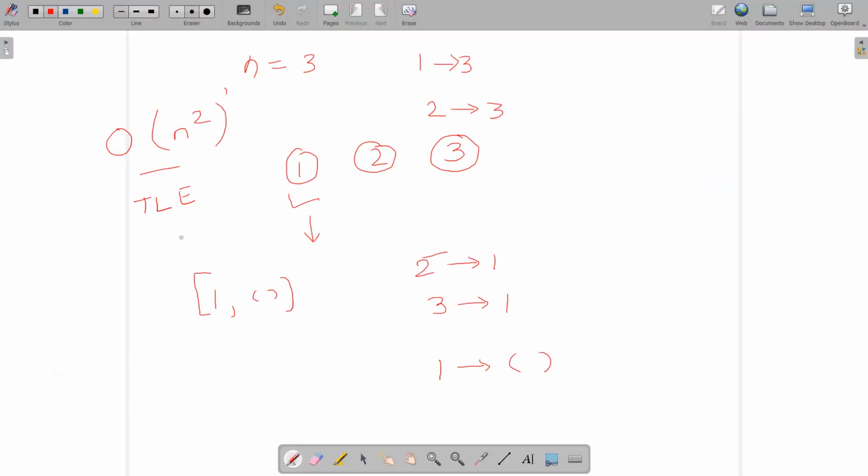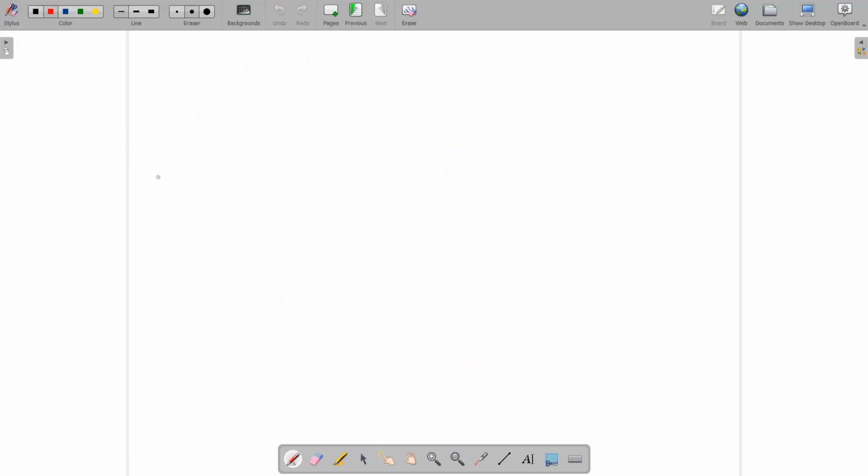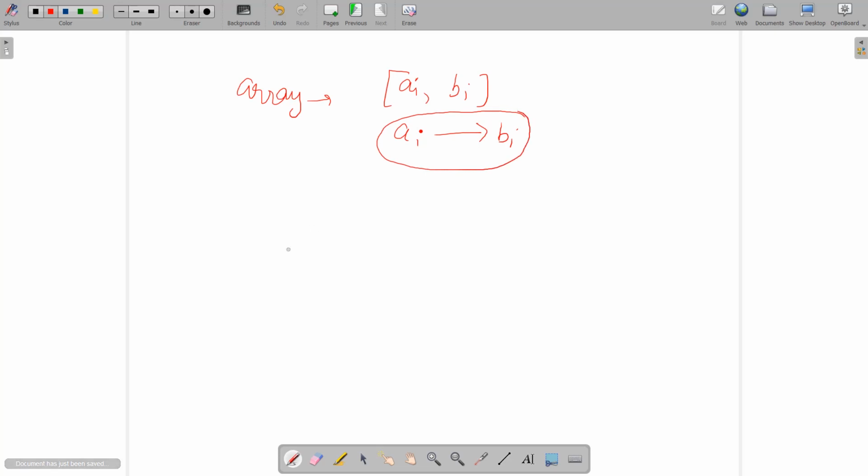So let's convert this trust array into directed edges. How are we going to do that? We have an array of pairs ai comma bi, which means that ai is trusting person bi. So I will draw a directed edge from ai to bi. Similarly for every element of this array, a1 directed towards b1, a2 directed towards b2, and so on.